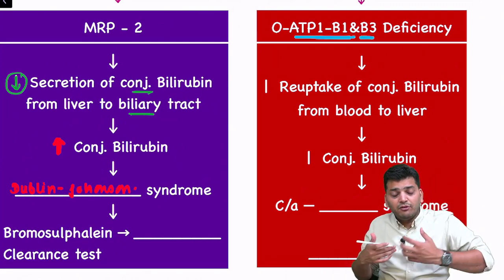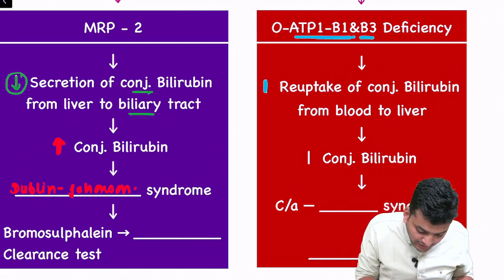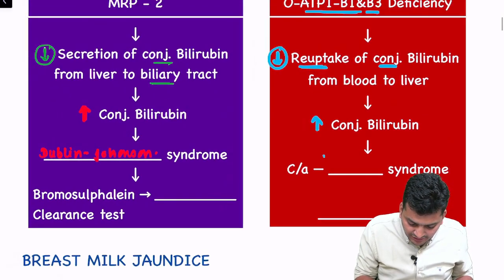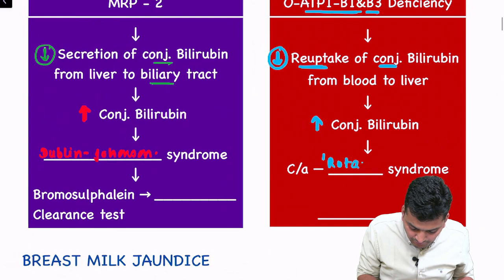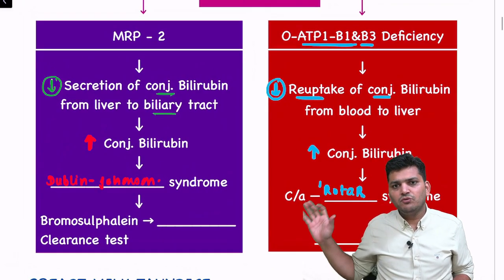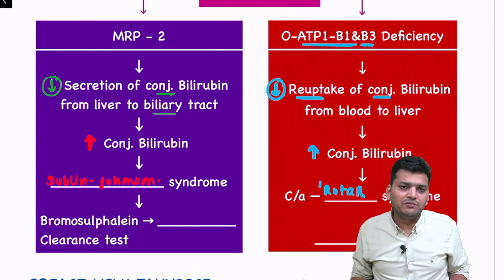The second, just now I have told you, if there is a problem in the ATP B1, B3, then the reuptake of the conjugated bilirubin will not happen. There is going to be a decrease in the reuptake of the conjugated bilirubin, that leads to an increase in the conjugated bilirubin, and this is called Rotor syndrome. So, if there is a problem in the MRP2 or ATP channels, the conjugated bilirubin will increase.